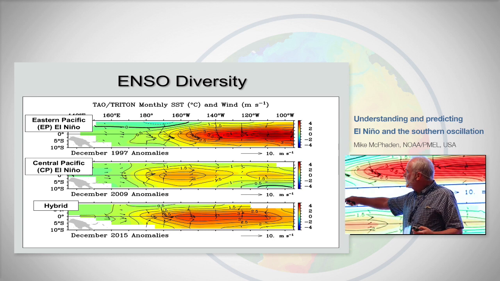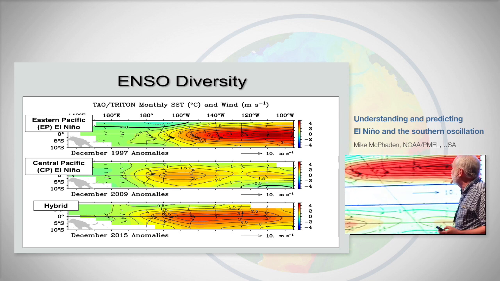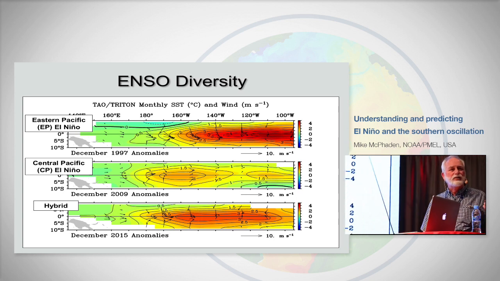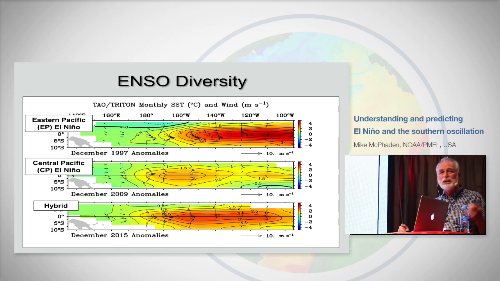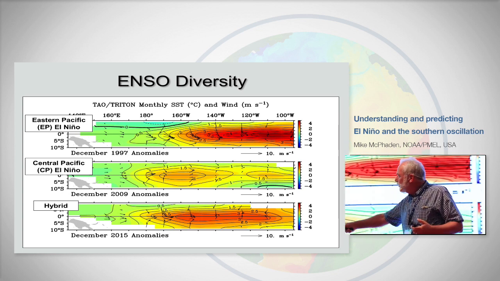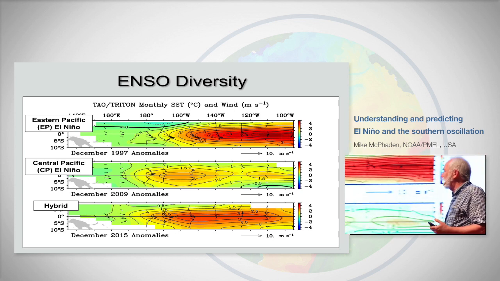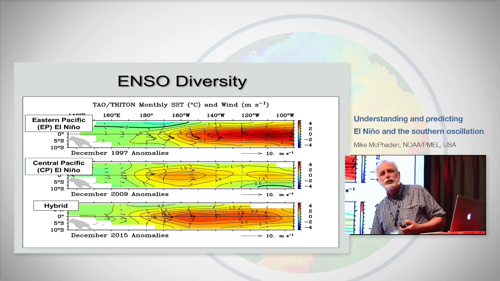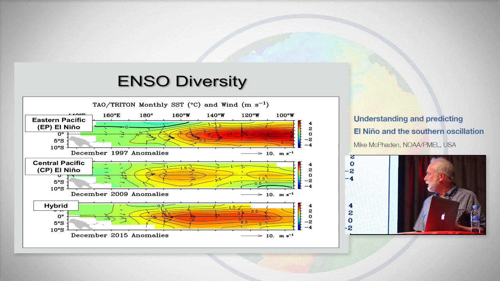And there are 2 endpoints to this spectrum of diversity. One is called an Eastern Pacific El Nino, and 97-98 was an example of that. Basically, the warmest sea surface temperature anomalies are in the Eastern Pacific. But there's another end member, which is called Central Pacific El Ninos. These tend to have their maximum anomalies in the Central Pacific or near the international date line.